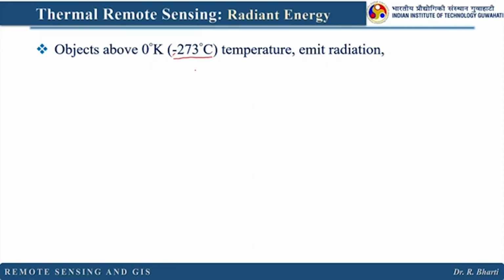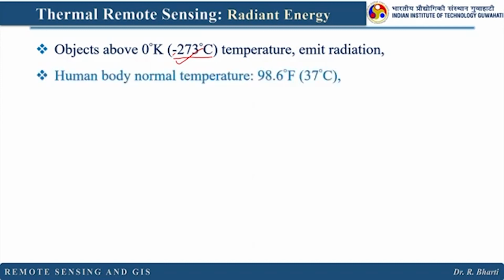Now let us understand what exactly we measure in thermal remote sensing and what is the mechanism, right? So you can consider any object. So objects above 0 degree Kelvin, that is minus 273 degrees Celsius, emit radiation. So any object above this particular temperature will emit radiation, right? Human body normal temperature is this one. So all the time we are emitting some energy, that we can see in the thermal imaging images, right?